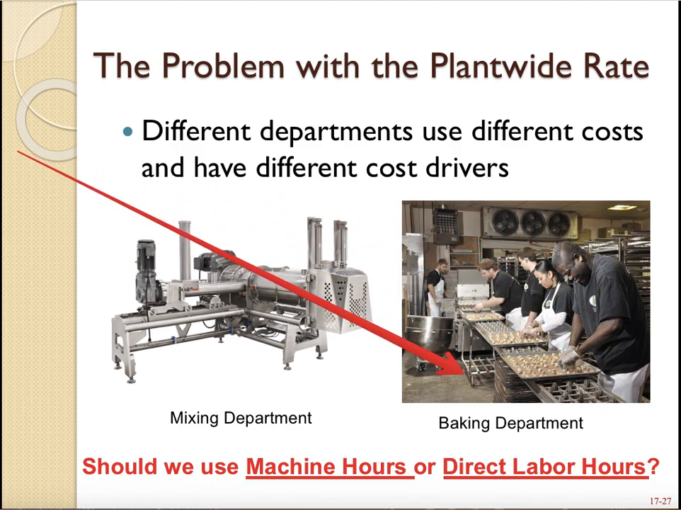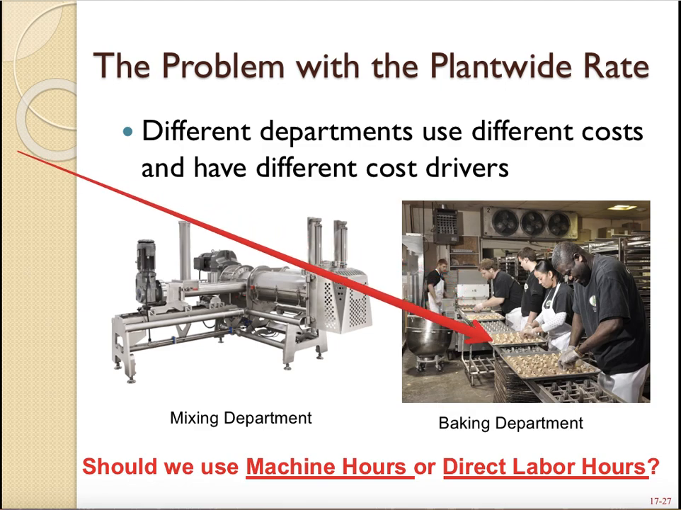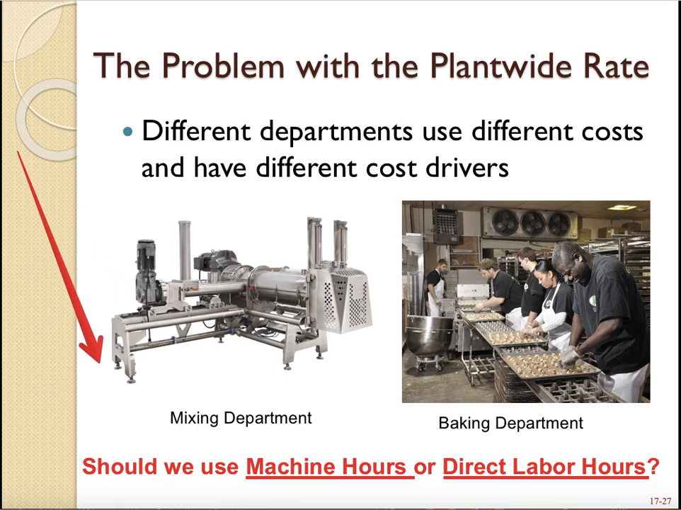So when you think about the cost drivers, should we use machine hours or direct labor? I would think for the mixing department, since it's mostly a machine that does it, you would use machine hours, whereas the baking department, you would mostly use direct labor because it's more of a manual process. But the plant-wide rate makes you choose just one. So that's where the departmental rate comes in. The departmental rate allows you to choose a different rate for each department depending on what makes the most sense for that department.